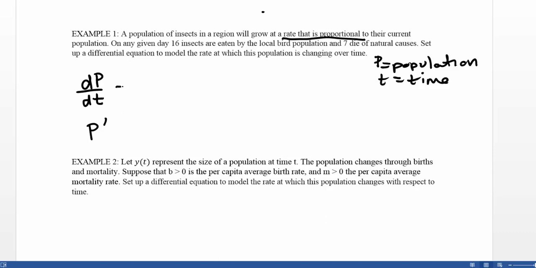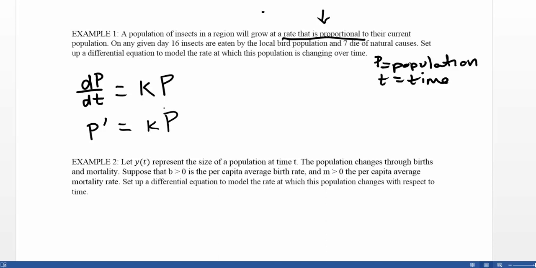So how do we set up this differential equation? How do we talk about this change? We're told that it's growing at a rate proportional to the current population. So that means that the change is going to be K times P, right? K is just a constant. I don't know what the number is. It's what we typically use, either C or K. Sometimes some books use A, but it's just a constant here. So the rate of change is going to be K times P.